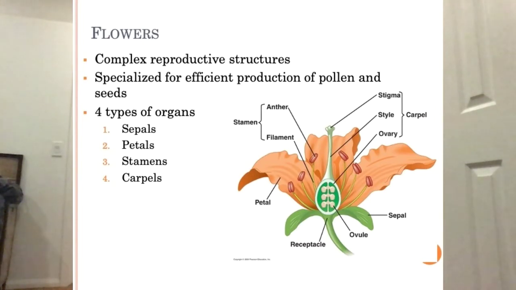And the ovary is the rounded structure at the bottom, which can contain one or more ovules. And the ovules are the eggs. That's where the eggs are contained. Then the male portions are the stamens, and the stamens contain the filament that attaches the anther to the flower, and it's within the anther where the microsporangia are, where the pollen is being made.